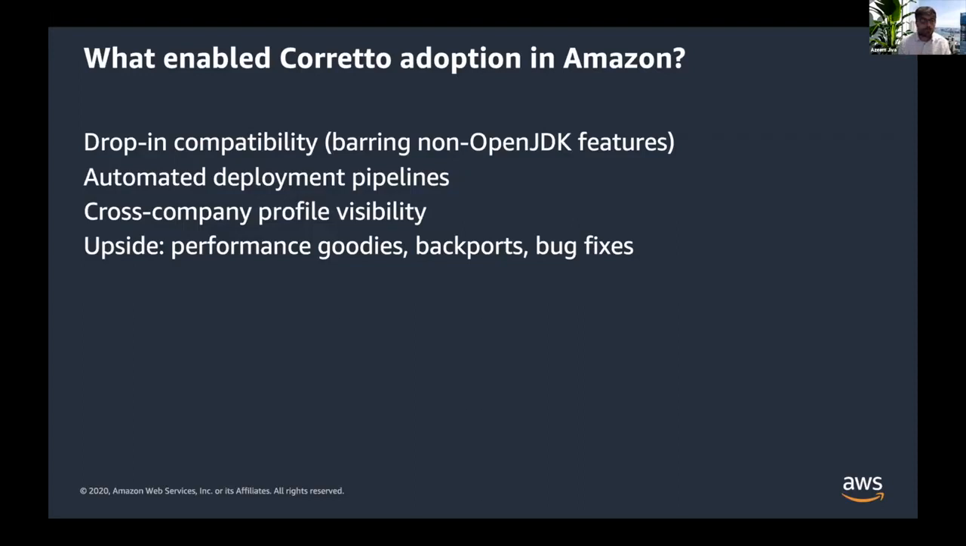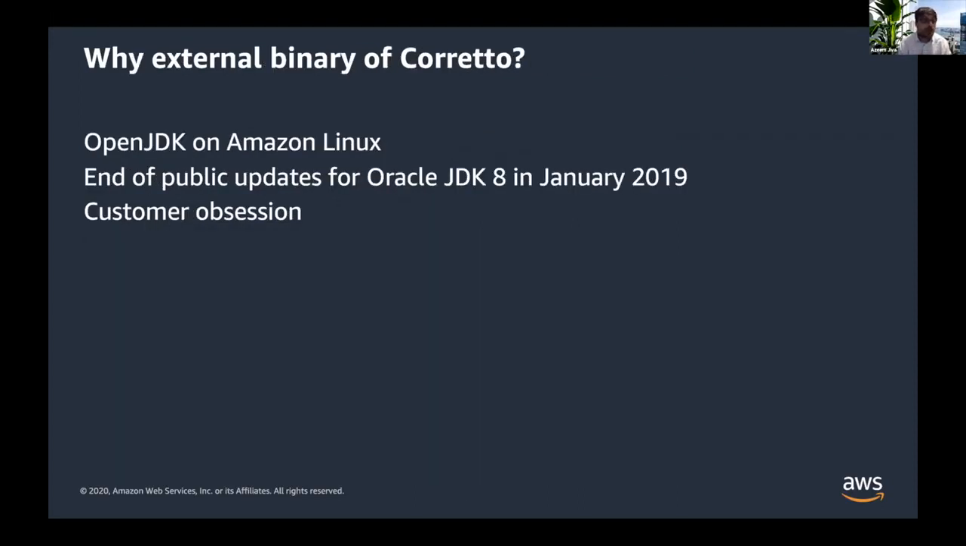All right. So you may ask, well, why do we have an external binary of Corretto? That's great for Amazon, right? But Amazon, for one, we've been shipping OpenJDK on Amazon Linux for some time now. So this is not something that we're new at. We just kind of expanded the scope.